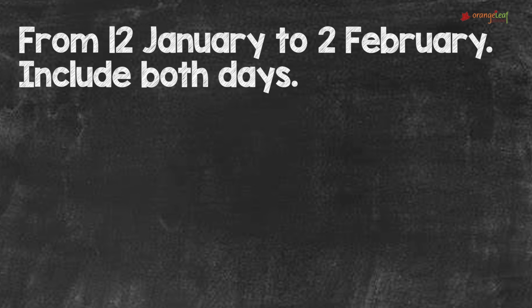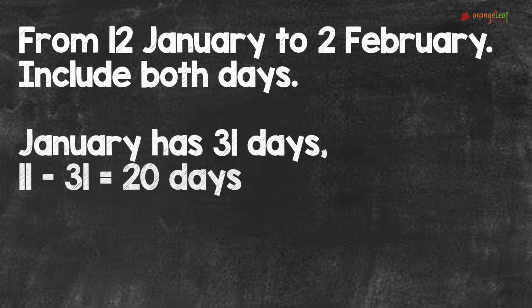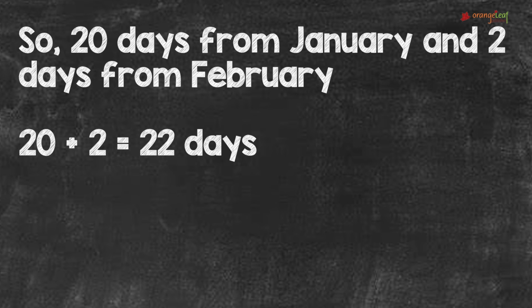We now have to find the number of days between 12th January and 2nd February. We have to include these two dates. So we know that there are 31 days in January. We will subtract 11 days from 31 days. We get 20 days and 2 days in February. The total number of days between 12th January and 2nd February are 22 days.